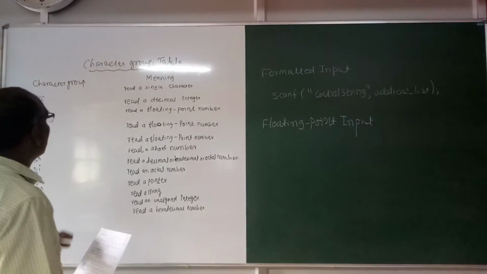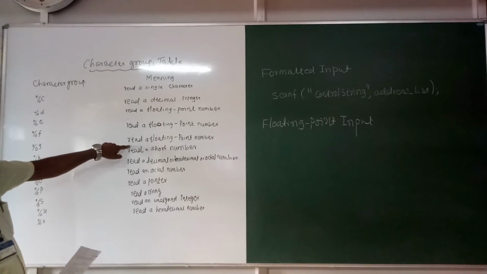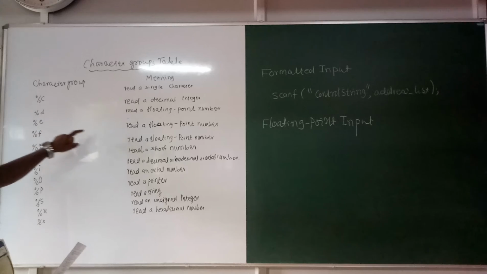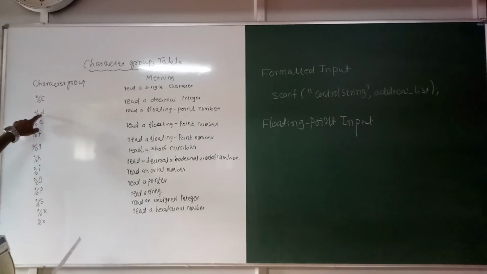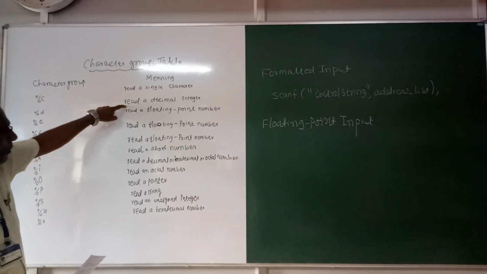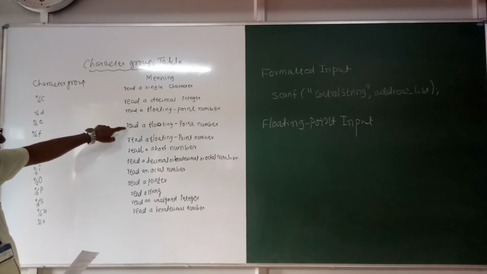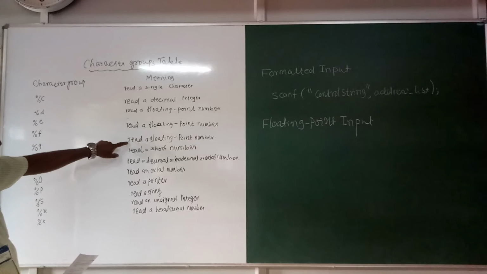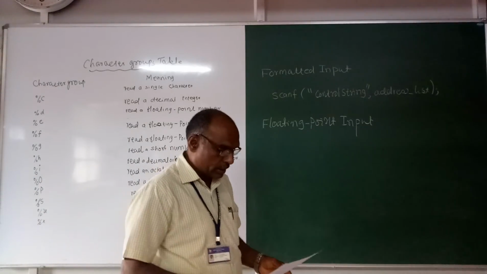Look at this table, character group table. %F, read floating point number. E also reads a floating point number. Okay, it reads a decimal number. E reads floating point number, F reads floating point number, G reads floating point number. Let us use this here, that is floating point input.